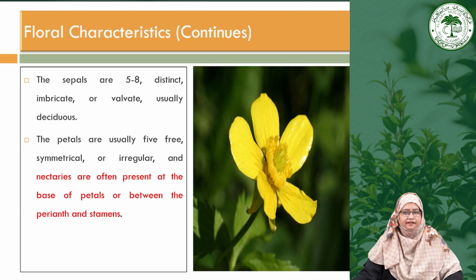Additionally, there is a nectary often found at the petal base where the petal meets the stamens, which is vital for attracting pollinators. As we can see here at the base, we can see the presence of a nectary in between the stamens and the petals. And these are the 5 petals.